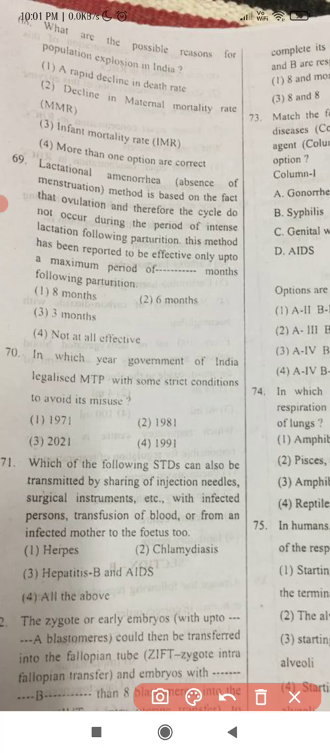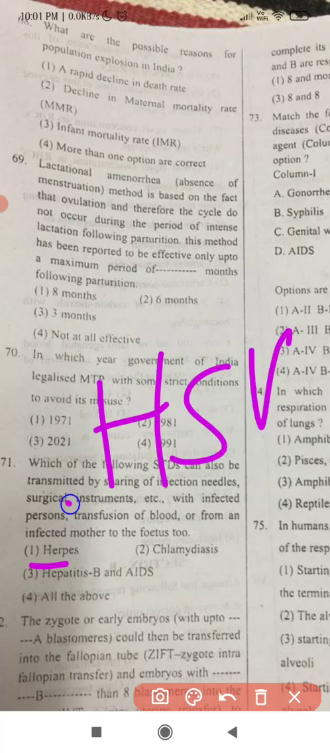Okay, which of the following STDs can also be transmitted by sharing of injectable needles, surgical instruments, etc. with the infected person's transfusions of blood or from the infected mother to fetus? It is clearly talking about AIDS, and it also occurs in hepatitis B. Okay, hepatitis B and AIDS. So option 3 is correct. The remaining, that is herpes, which is caused by HSV, herpes simplex virus.